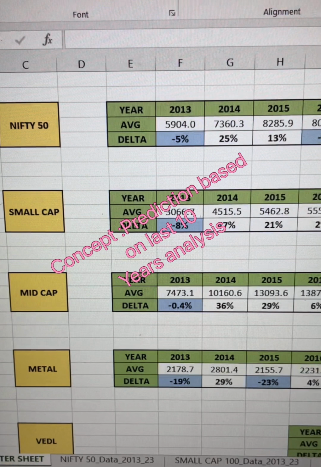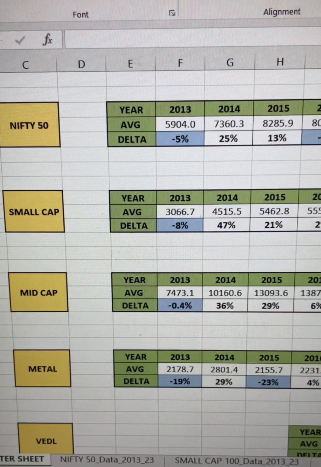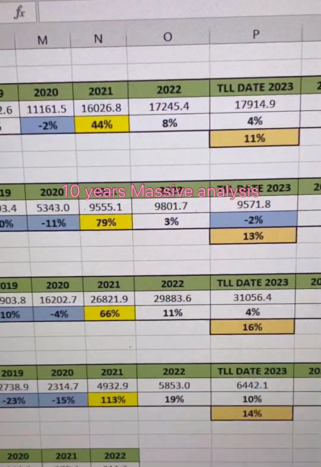Today I'm going to reveal the most exhaustive 10-year analysis of Nifty 50, small cap, mid cap, metals and Vedanta. I have accumulated this data from various websites, analyzed it, and concluded a 10-year massive analysis. So let's quickly review what you're going to get in this.